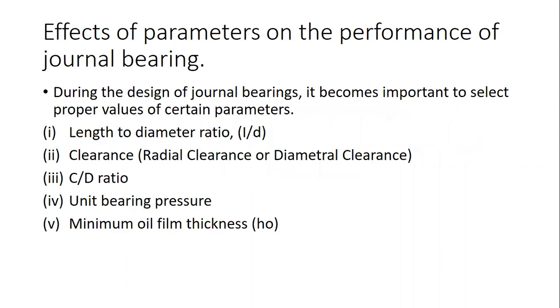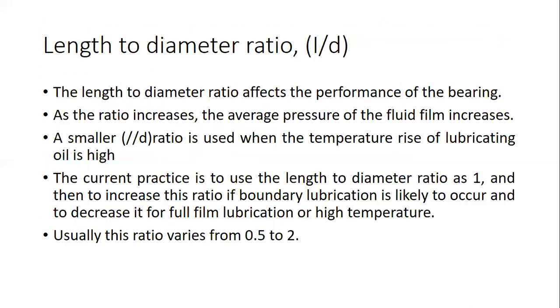So let's start. We are going to proceed this way, that we'll see that if we select proper values of certain parameters like L by D ratio, clearance, radial clearance or diametral clearance, C by D ratio, that is the diametral clearance ratio, unit bearing pressure, minimum oil film thickness, if these values are properly selected, then how it will affect the performance of the journal bearing, that's what we are going to find out.